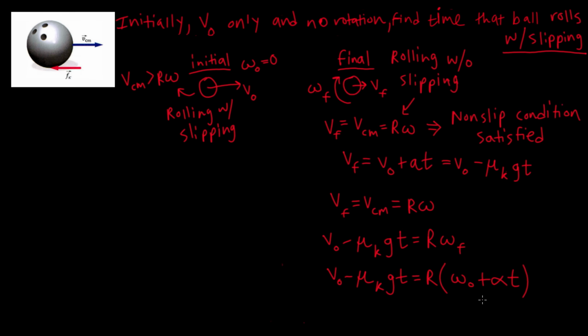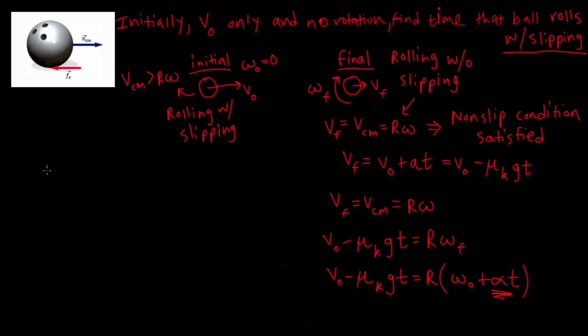But now we have a new problem. We don't know what the variable is for the angular acceleration. So now we have to find an alternative expression for the angular acceleration in terms of our other given variables.